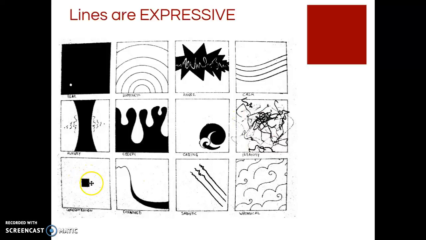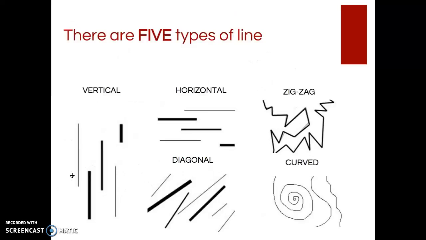Concentration, maybe everything is very focused, very straight, very horizontal, very vertical. Exhausted, maybe it starts off very, very thick, and then as you lose momentum, it becomes very thin. Sadistic, so maybe things start off very normal and then become very crooked and strange as they progress. And of course whimsical, where it's just curls and swirls of interesting lines.